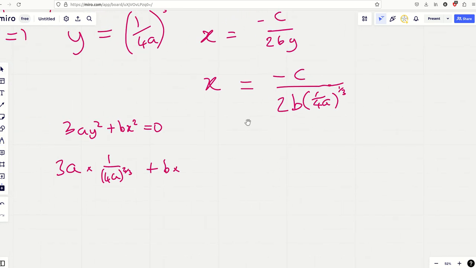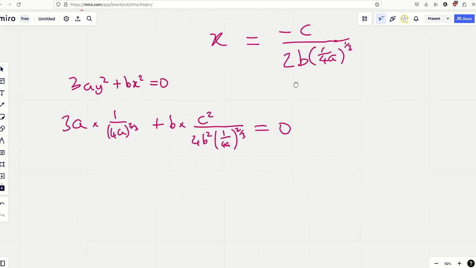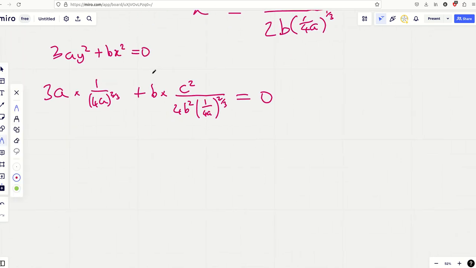Okay, so that's just going to be this squared. Well, firstly, that b, we're going to have c squared over 4b squared, and then it's going to be 1 over 4a to the 2/3 again. That pesky 1 over 4a to the 2/3, and that equals 0. And I'm just trying to turn this into the answer. Once again, the algebra's fiddly, but you can get there. If it's just algebra, it's just algebra, if you know what I mean. It must be a way.